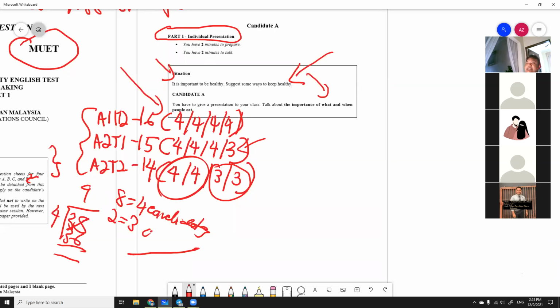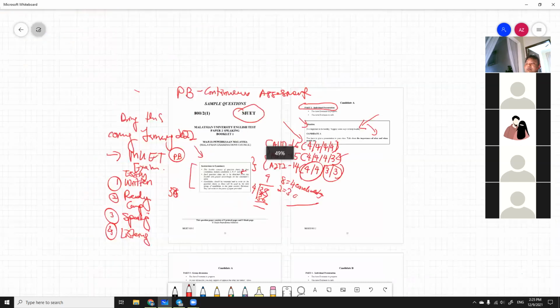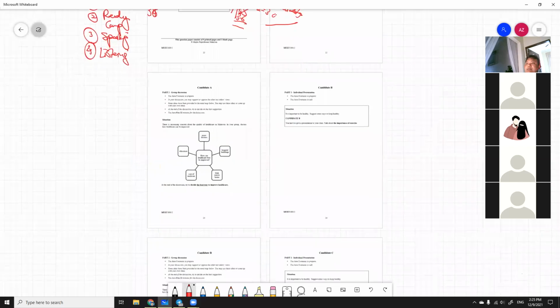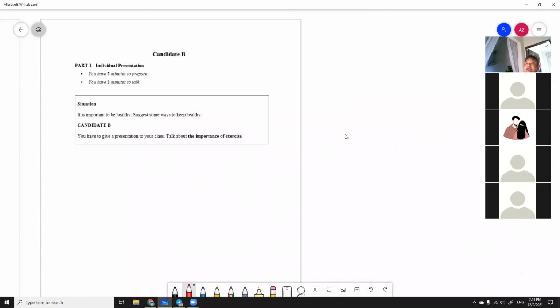Let's look at candidate B. Let's zoom it in. Same goes to candidate B. Your question would be similar to candidate A as well. It is important to be healthy. Suggest some ways to keep healthy, but you'll be talking about different points. Just now you talked about what and when to eat. This time around, candidate B will be talking about the importance of exercise.